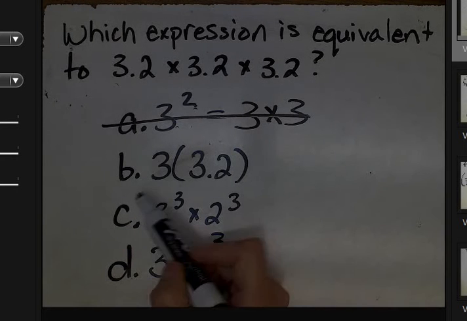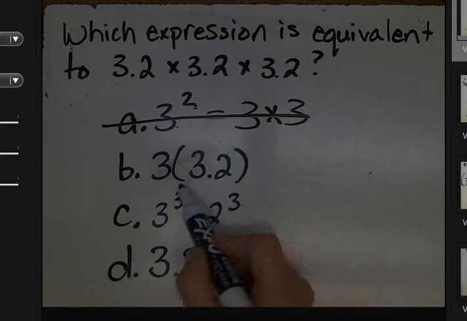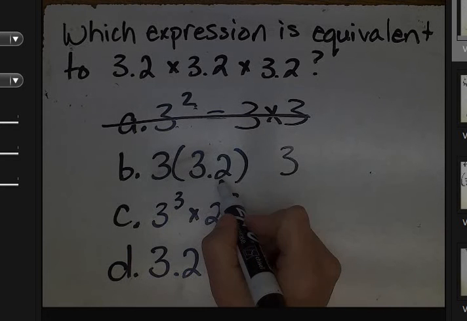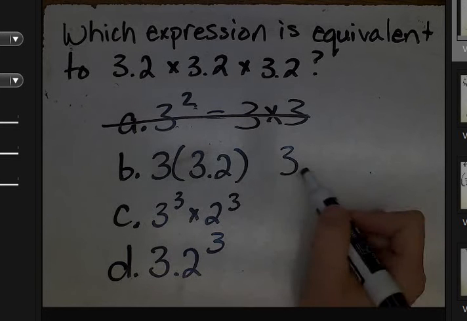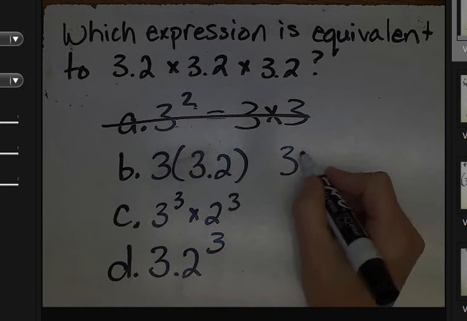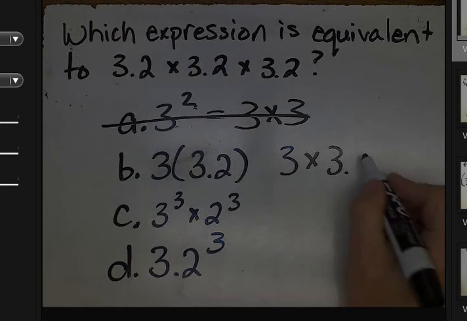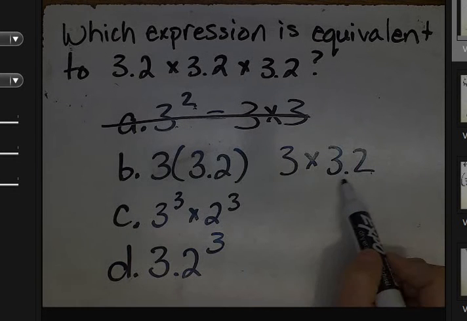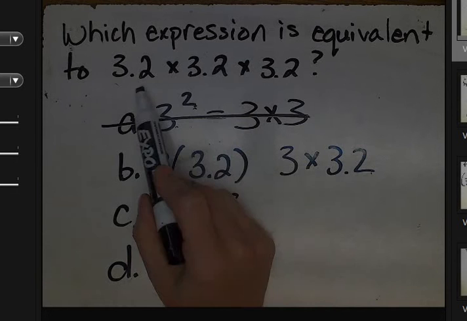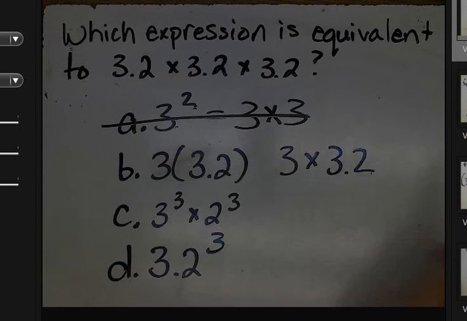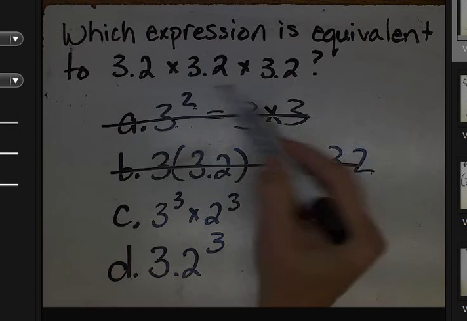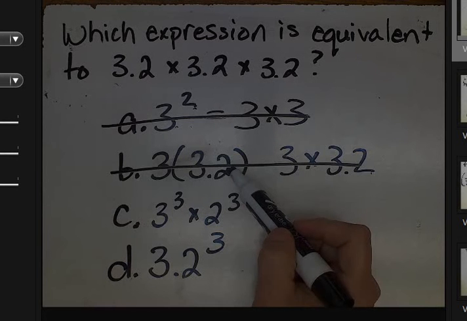When I look at B, I notice what I have is 3 times 3 and 2 tenths. So that parentheses tells me that I'm multiplying. This is not the same. This answer, 3 times 3 and 2 tenths, is not the same as 3 and 2 tenths times 3 and 2 tenths times 3 and 2 tenths. This is repeated multiplication, so we want to express this in another way. These A and B are not good options.